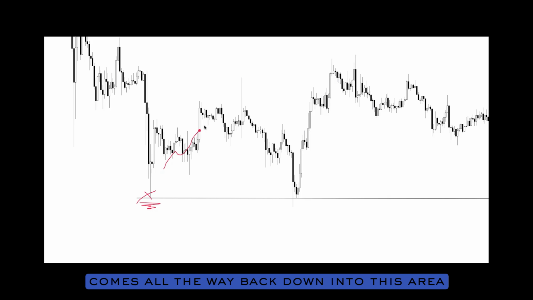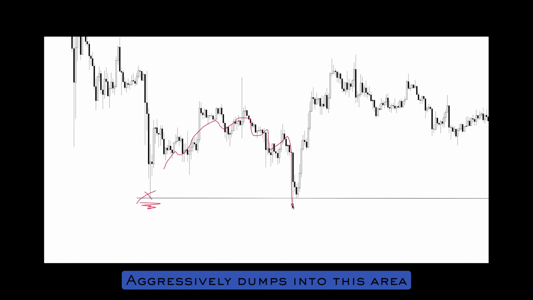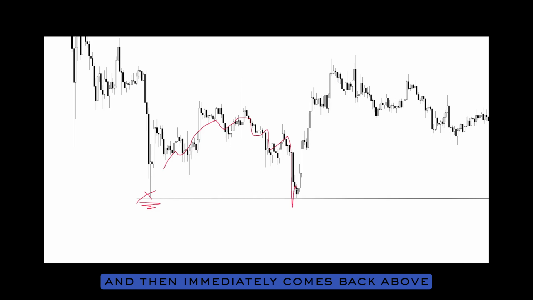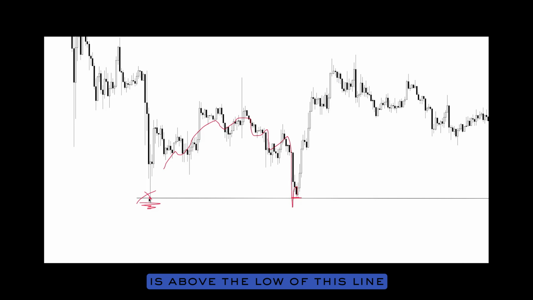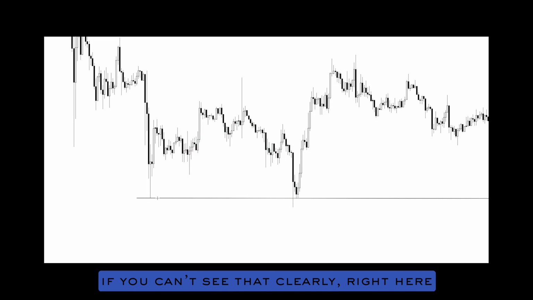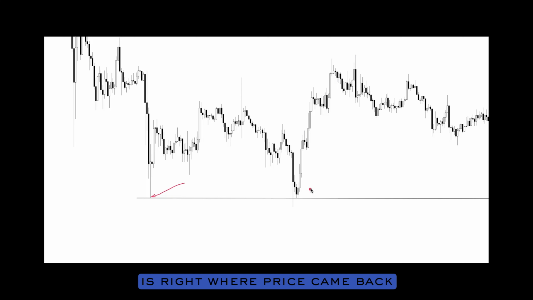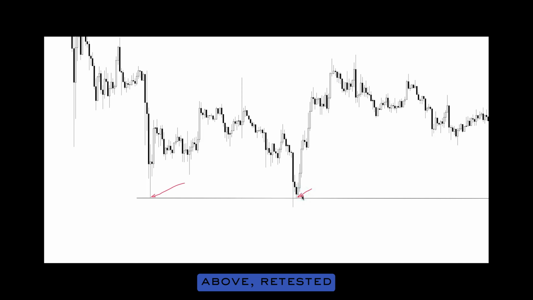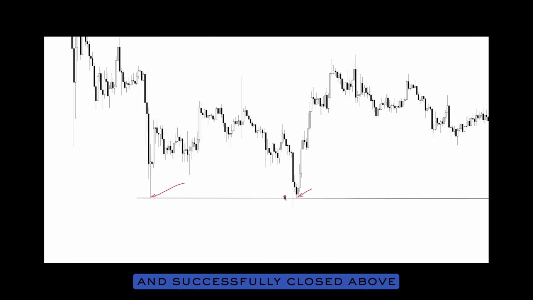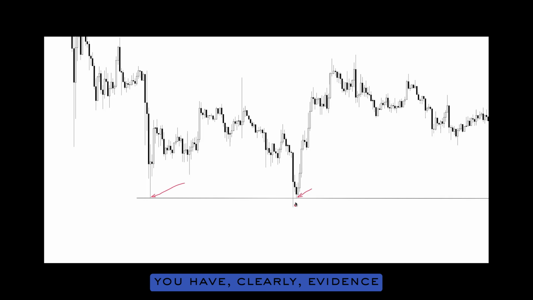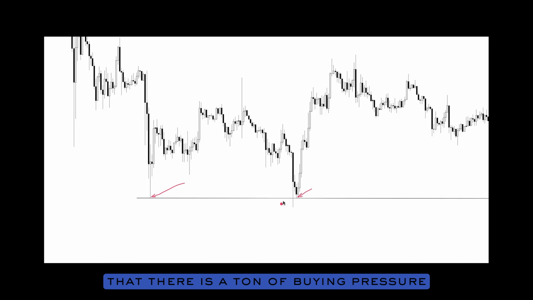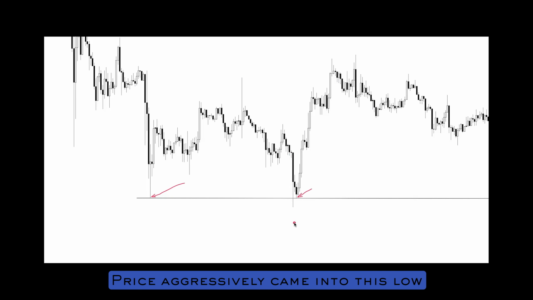The price comes all the way back down to this area, aggressively dumps into this area, and then immediately comes back above, and you can see exactly where it closed and retested is above the low of this line. So again, if you can't see that clearly, right here is right where price came back above, retested, and successfully closed above. So in this case, you have clear evidence that there is a ton of buying pressure down here.